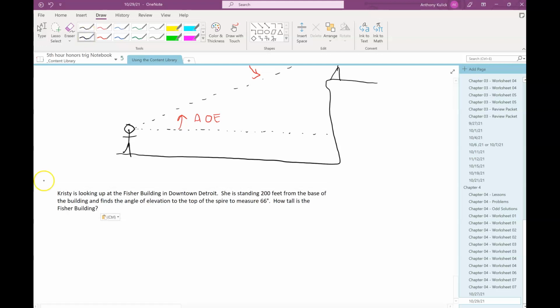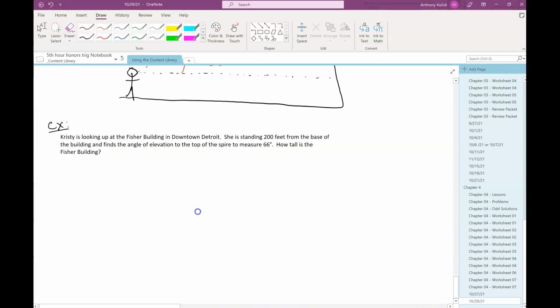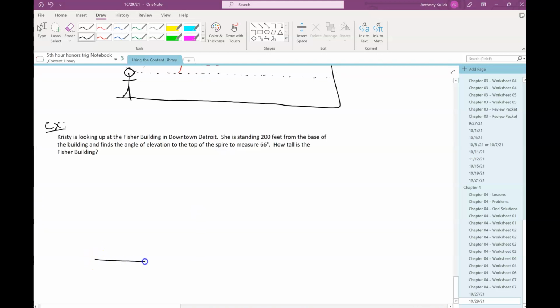Let's do a couple of examples now. So this says, Christy is looking up at the Fisher Building in downtown Detroit. She is standing 200 feet from the base of the building and finds the angle of elevation to the top of the spire to measure 66 degrees. How tall is the Fisher Building? Okay. So I'm going to just draw this as if it was a triangle. So here's Christy, 200 feet.